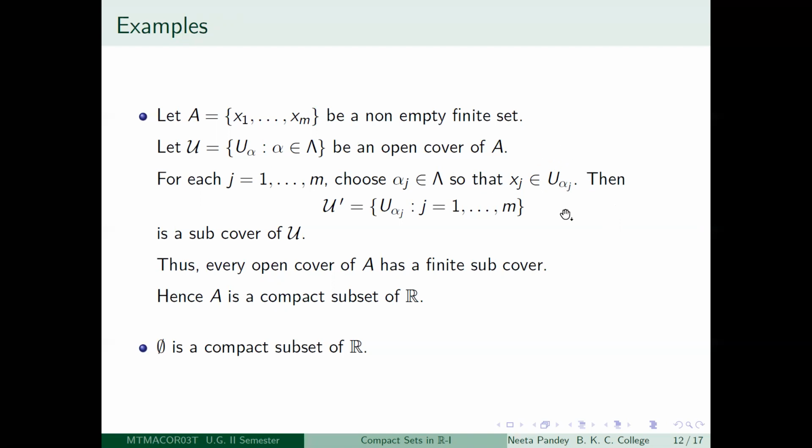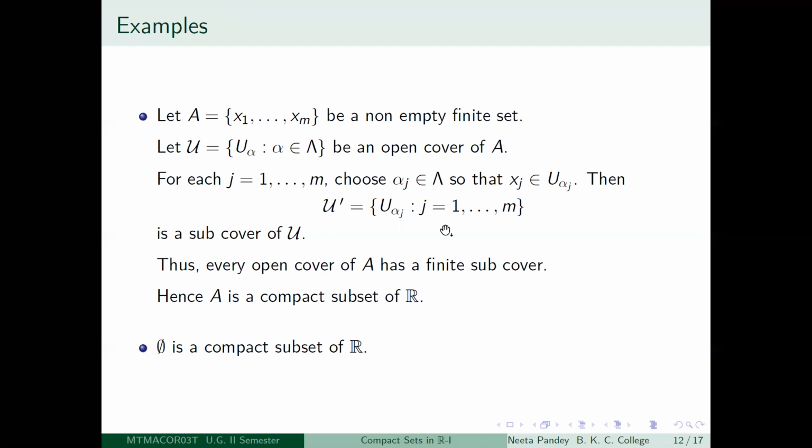I don't want to say choose that, because there may be many, but there will be at least one. So choose one of them and call that alpha j just for our notational convenience. So suppose alpha j is the index so that xj belongs to U alpha j, and you can guarantee that you will always get such an alpha j, because script U is an open cover.